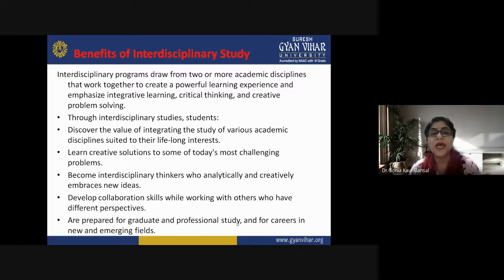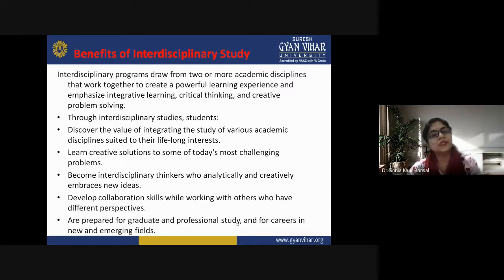It will also enhance your critical thinking, imagination, and creative problem solving. Through interdisciplinary studies, students discover the value of integrating the study of various academic disciplines suited to their lifelong interest. They also learn creative solutions to some of today's most challenging problems.